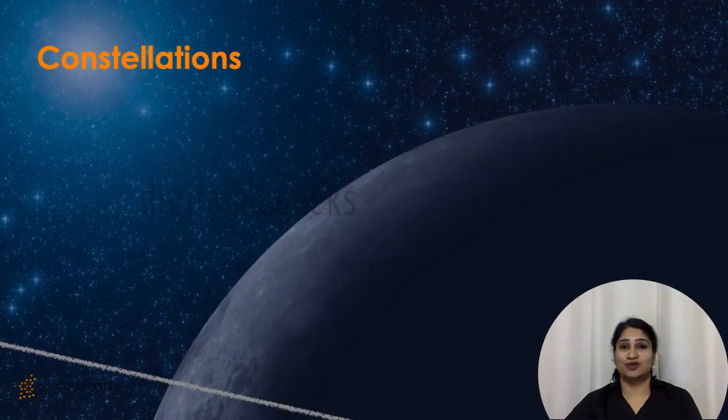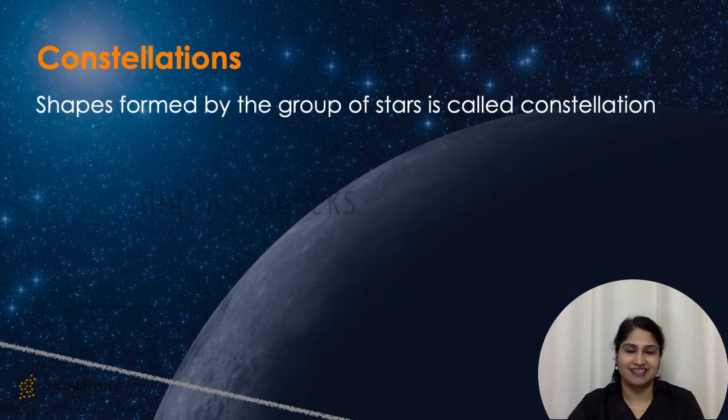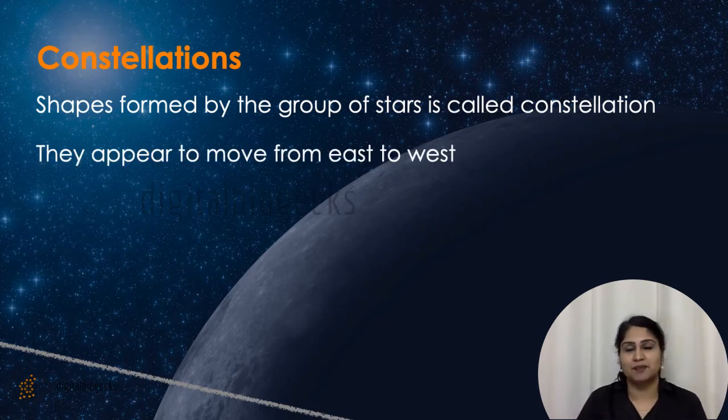Let's move on to constellations. If we observe the stars carefully, we can see stars forming groups with shapes. These shapes of the groups of stars are known as constellations. Constellations appear to move from east to west direction. There are constellations similar to the shapes of animals or human beings or objects familiar to us.